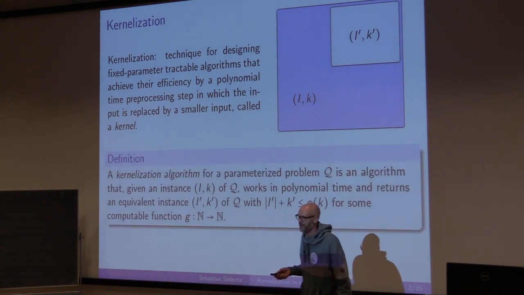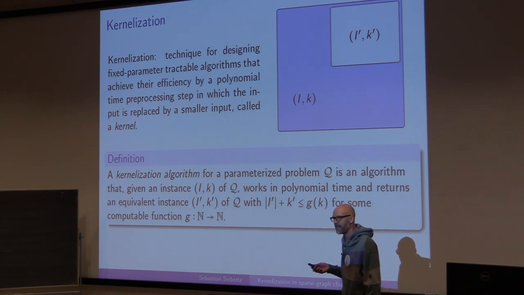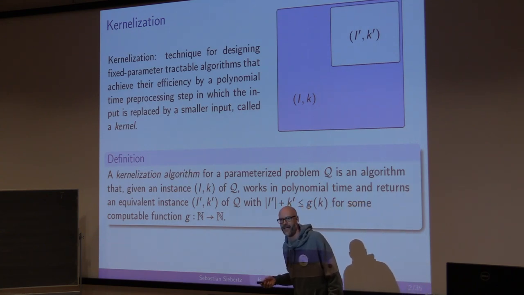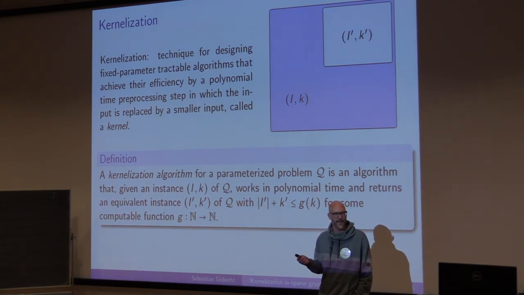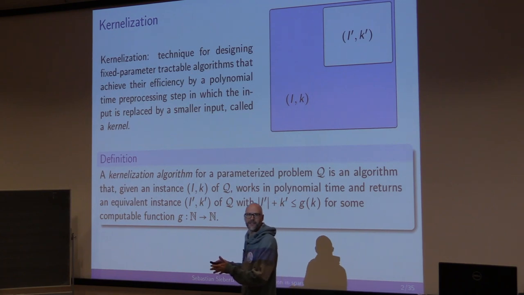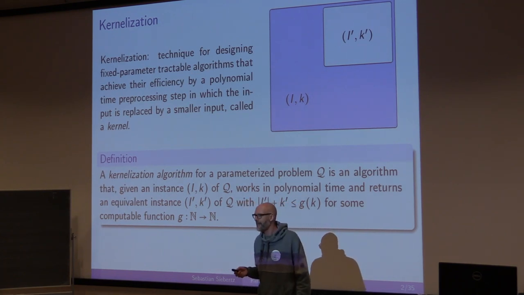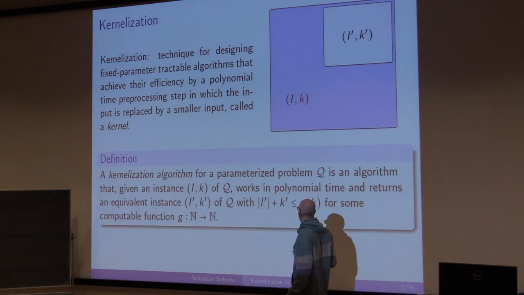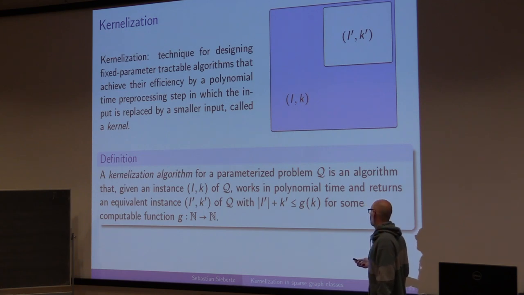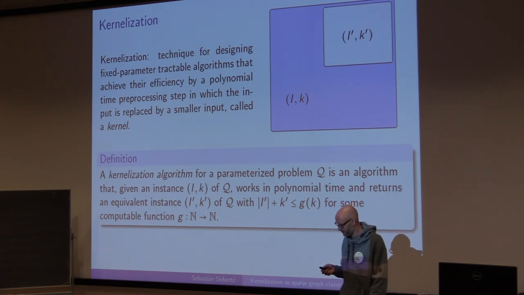So formally, a kernelization algorithm for a parameterized problem Q is an algorithm that, given an instance (I,k), works in polynomial time and gets you an equivalent instance, meaning that if it's positive, then you have a positive instance again. If it's negative, you have a negative instance. And you want that this instance is small, so the instance plus the parameter is bounded by a function of the parameter alone, g of k, for some computable function.